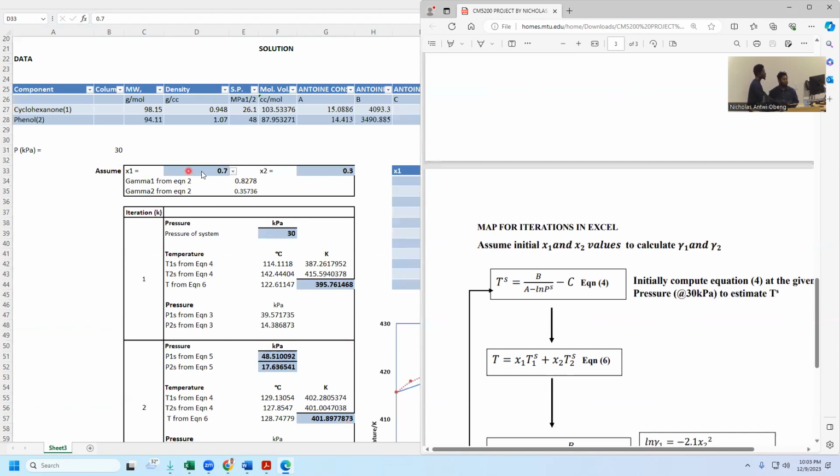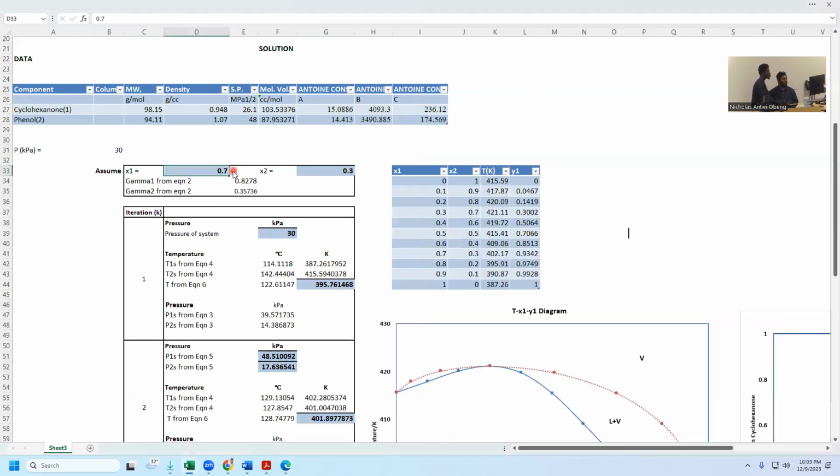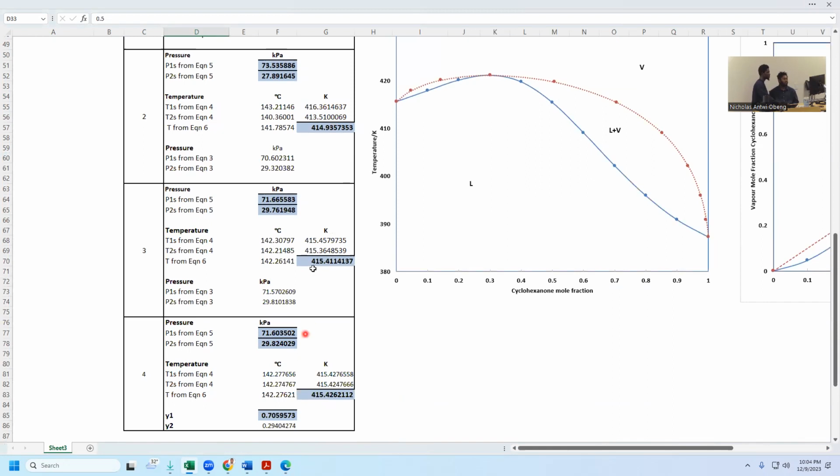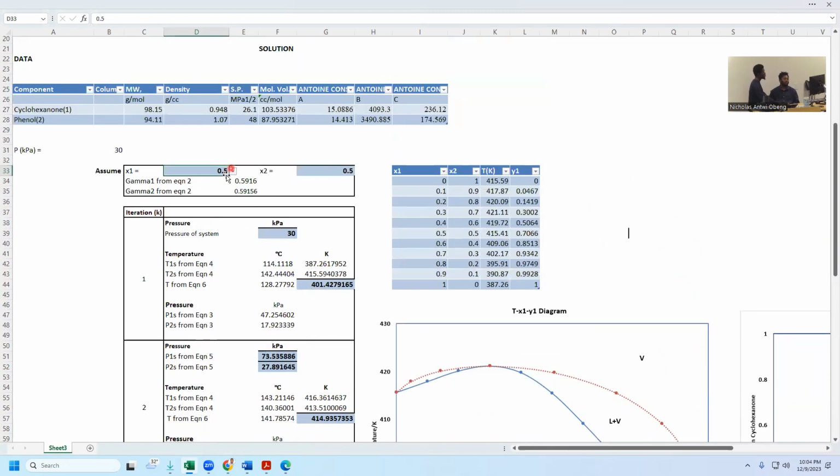for x1 equals 0.7. We did this from x1 equals 0 all the way to 1. Changing my x1 to, let's say, 0.5, I get different T1s and P1s. Starting with 30 kilopascal and going through the iterations, you realize that the third and fourth iterations have similar values for the T1s and the P1s, so we can conclude with that value. Then we do the same for all the other values of x1. If I change to 0.3, it's going to change.